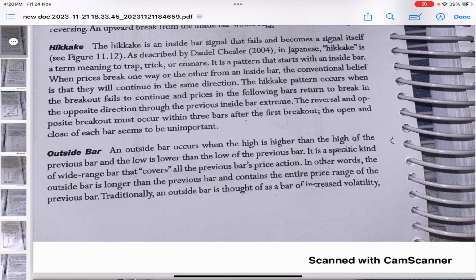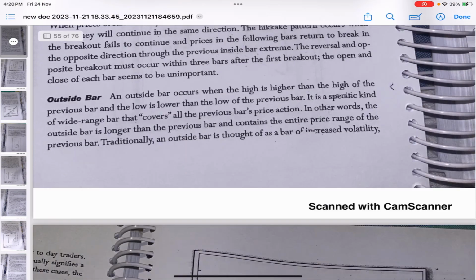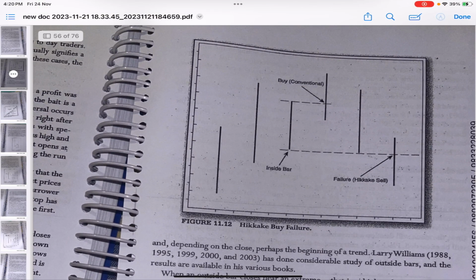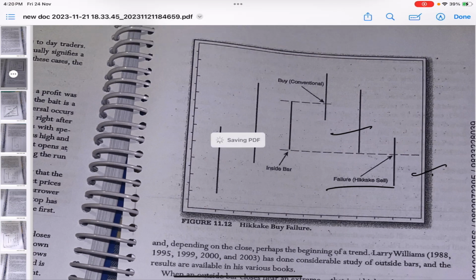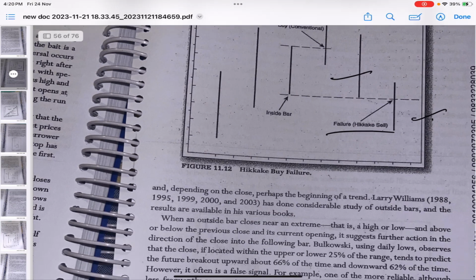Now we come to Hikake. What is Hikake? Hikake is basically a failure. Hikake is an inside bar failure. It's a Japanese word. Until now what we were discussing is there are two bars and there is an inside bar. As soon as this breaks, you will basically enter, but then what happens? Your stop loss has been hit and your inside bar low has again been broken. So you will now take the downside trade. That is known as a Hikake. Hikake is a failed bar.